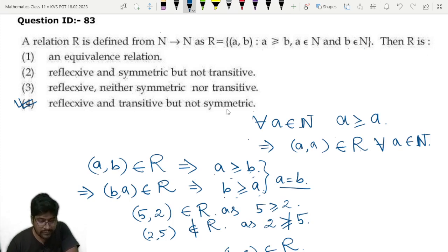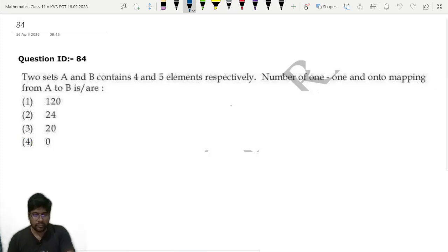Reflexive and transitive but not symmetric. Okay, now let's move to the next question. Question number 84. Two sets A and B contain 4 and 5 elements respectively. So the number of one-one and onto mappings from A to B is what? That means, what will be the number of bijective mappings from A to B?